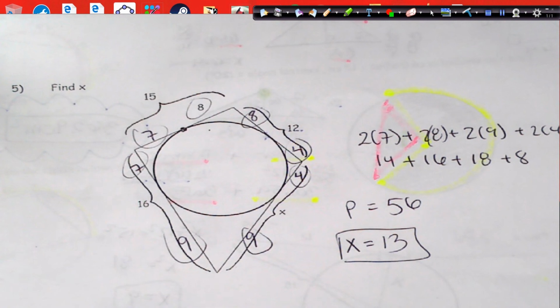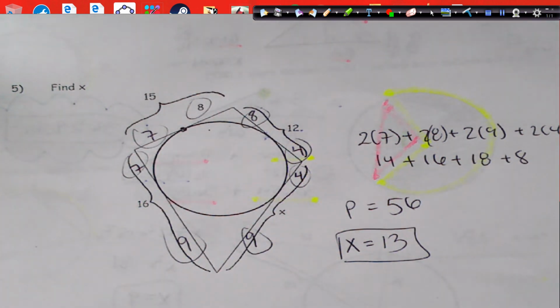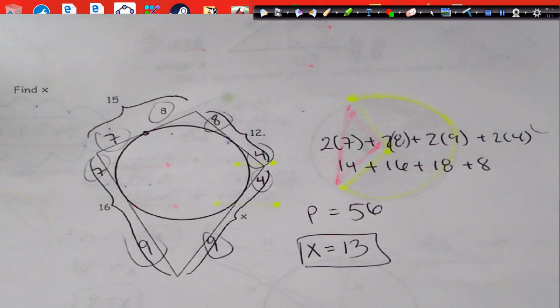But then I also found the perimeter at the same time because I thought, why not? So I added them all up, and I got 56, because you might have to find the perimeter on the quiz.